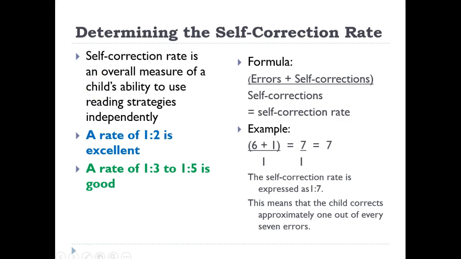Remember what we said over here about our criteria of what constitutes a good self-correction. So if the child is correcting 1 out of 7, we know that the child's not monitoring and self-correcting as he or she should be. So it's a poor self-correction rate.